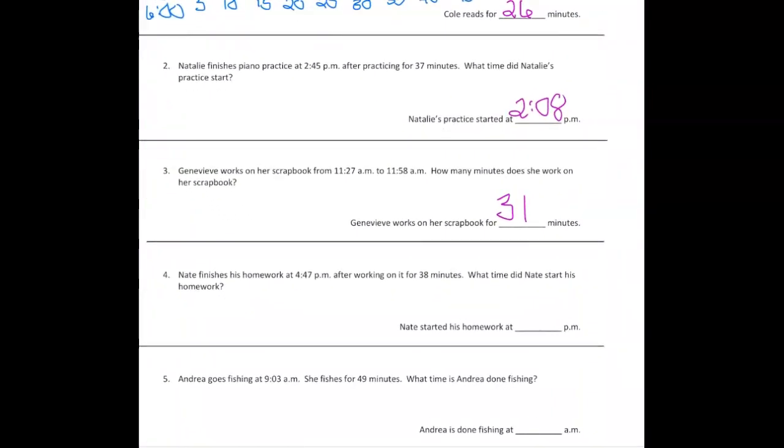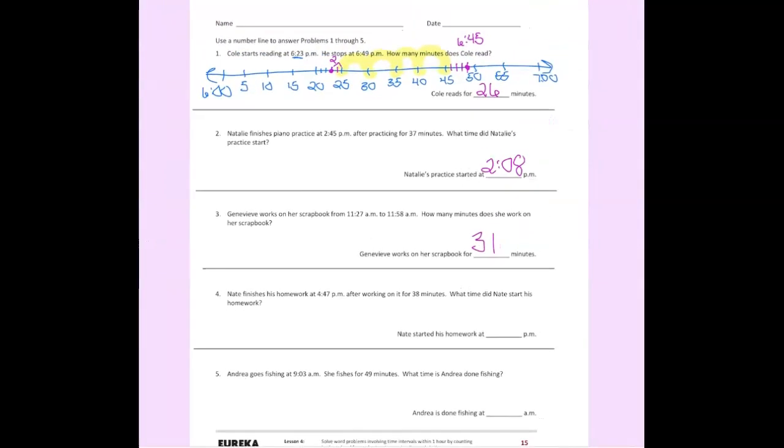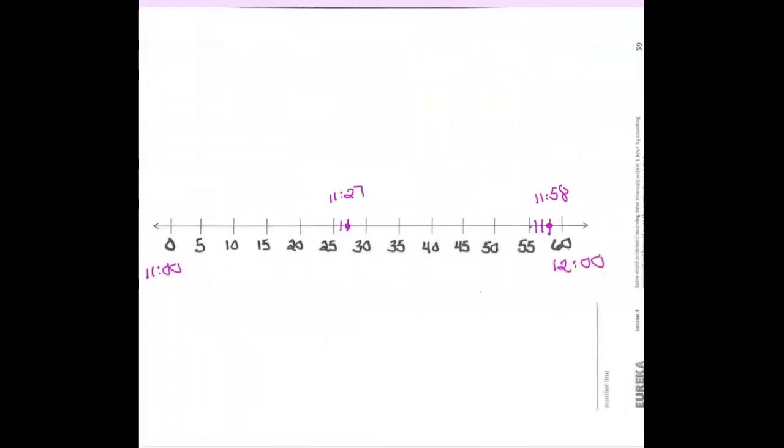Let's take a look at number 4. Nate finishes his homework at 4:47 p.m. after working on it for 38 minutes. What time did Nate start his homework? So I'm going to flip over to my number line here and let me erase our last problem. Okay. So Nate finished at 4:47.